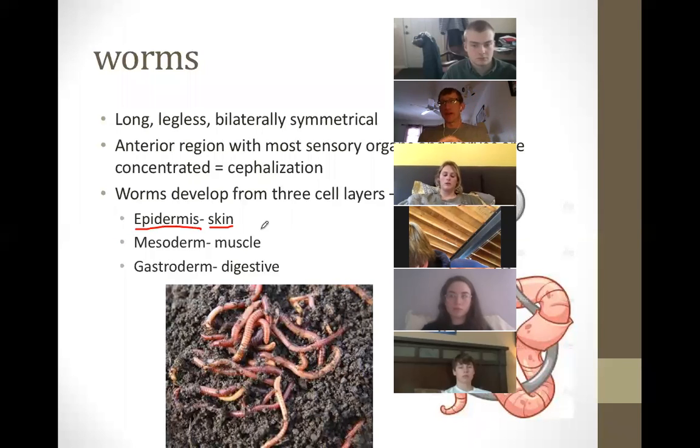Now, your skin and my skin is way too thick to do that, but for a worm, their skin is so very thin that they can actually just run their capillaries right to the surface of their body and get oxygen from their environment that way, which is pretty cool.